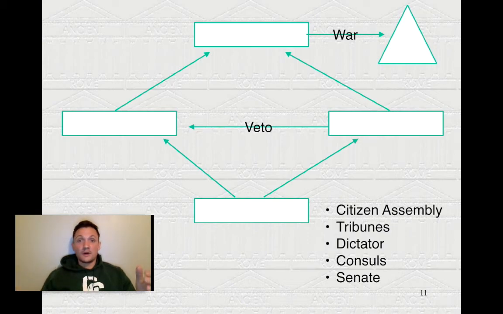Now, I gave you a word bank. It's right over there, right? So notice where it says citizen assembly, tribunes, dictator, consul, senate. Each one of them goes one time in one of these 5 blocks, right? So take your notes, figure out where they go. I'll be checking this on Thursday.